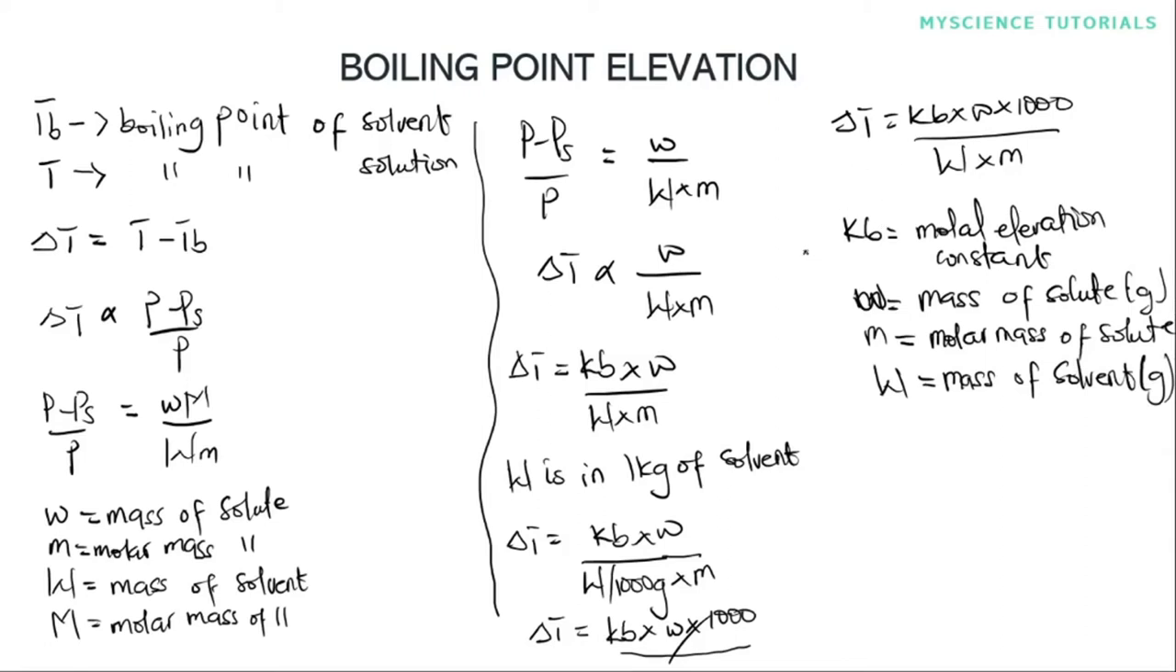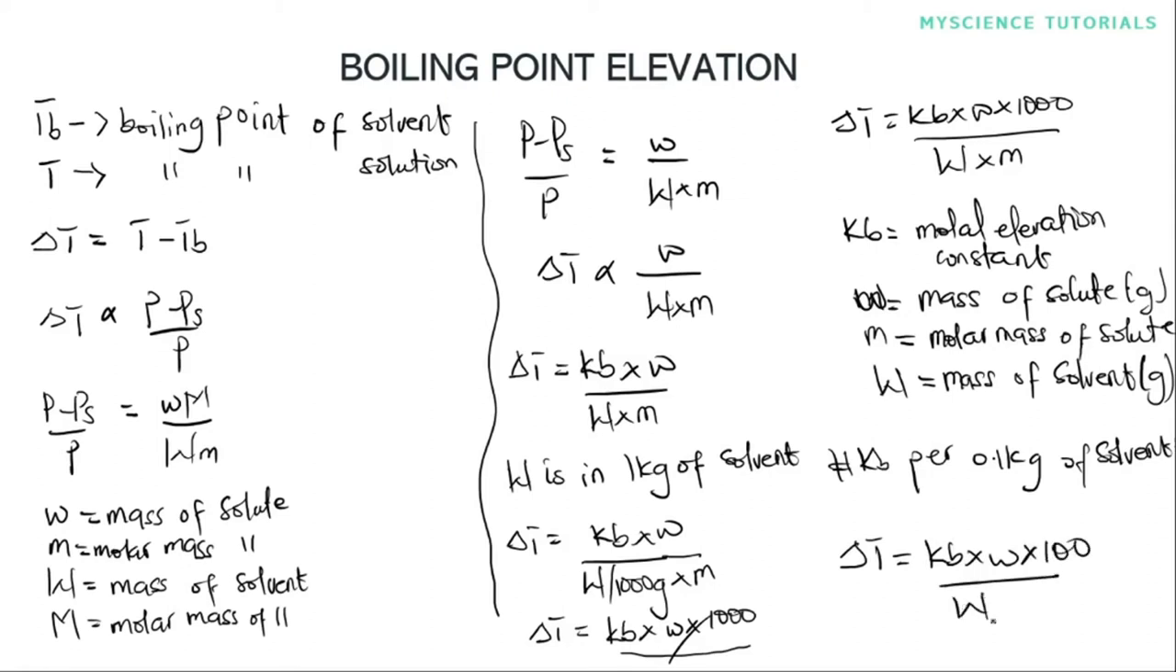Now, there are some cases where the value of KB may be given per 0.1 kilogram of the solvent. The question will give you KB per 0.1 kilogram of the solvent. Now, when this happens, it means instead of dissolving the solute in 1 kilogram of the solvent, which requires us to use this formula to find any other parameter, this time around they are dissolving it in 0.1 kilogram, which is 100 grams of the solvent. It means the entire formula over here becomes delta T is equal to KB multiplied by W multiplied by 100 all over capital W multiplied by M, because the question is telling us it is in 0.1 kilogram of the solvent.